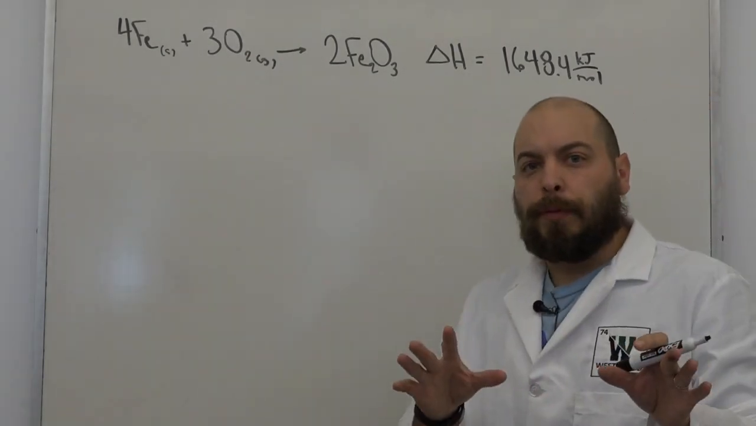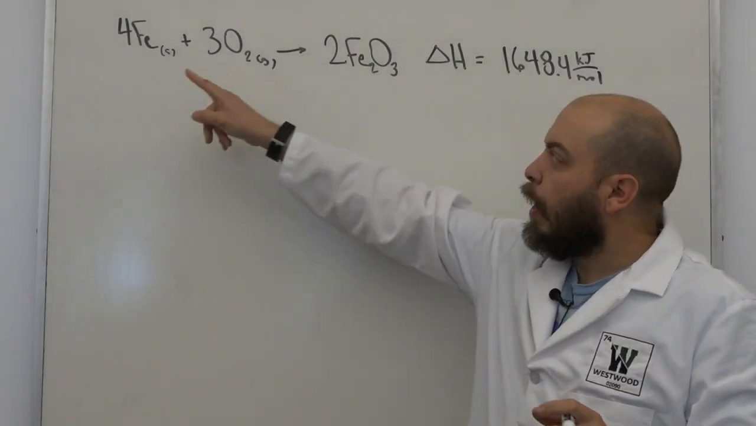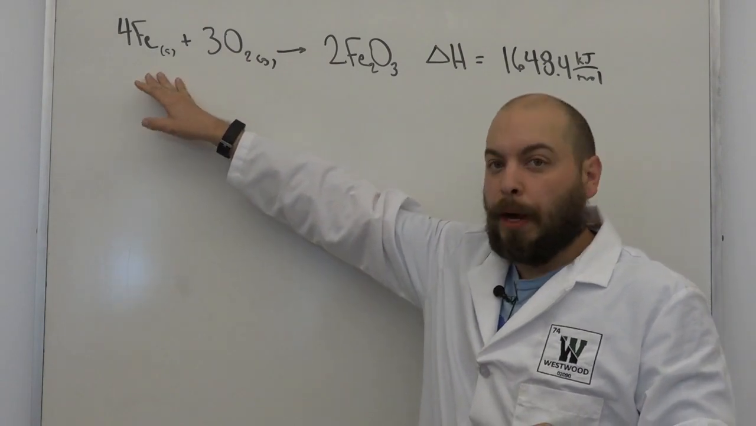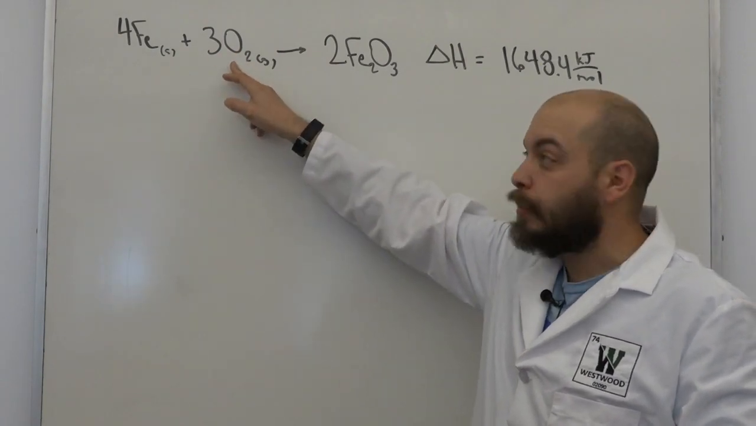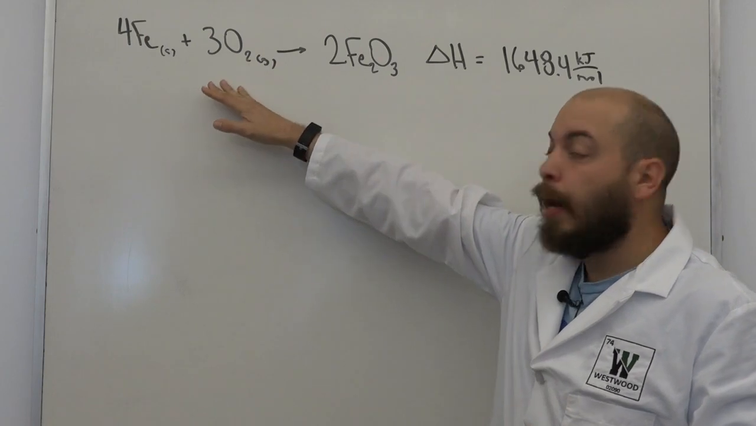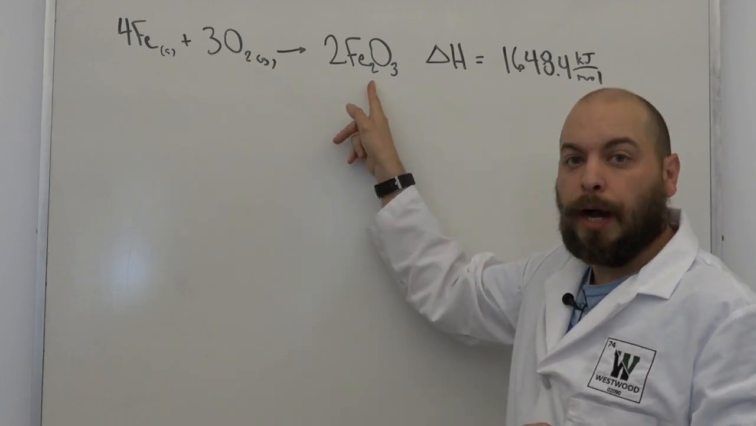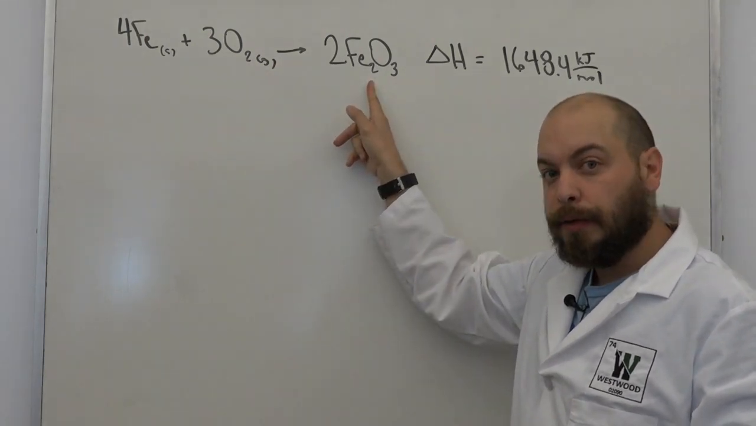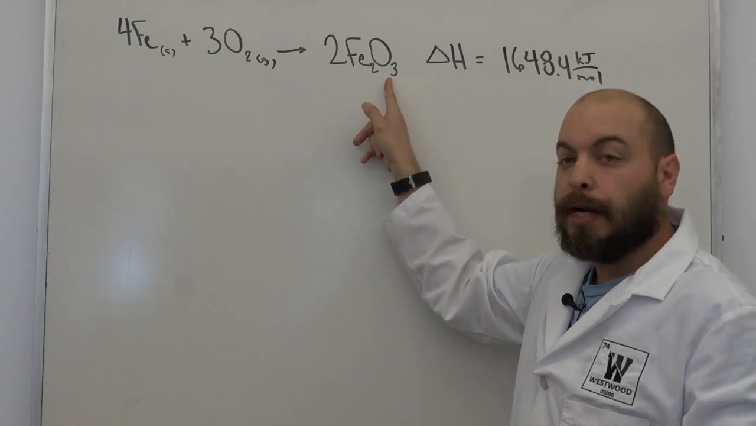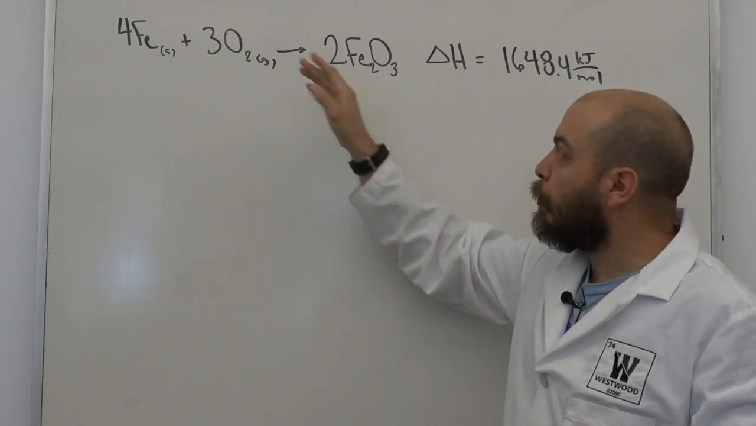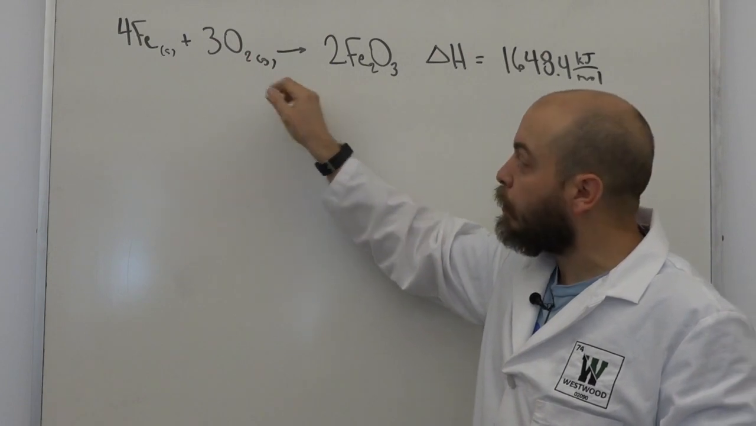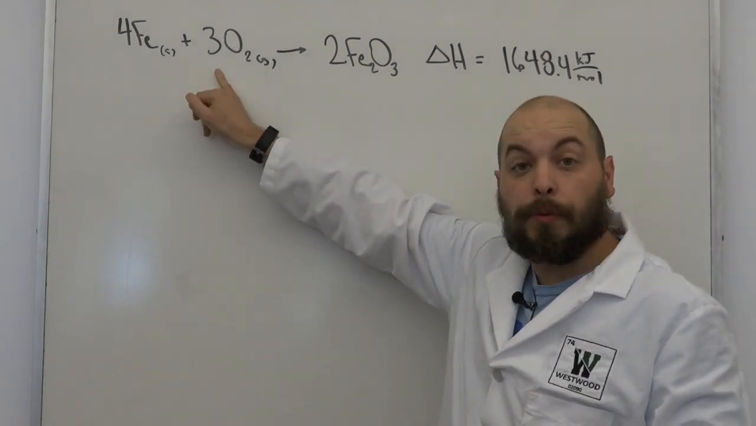So let's do an example. In this case, we're taking iron solid, that's elemental form iron, and oxygen gas, that's elemental form oxygen, and we're combining them in a chemical reaction to produce iron 3 oxide. Now, in this iron oxide, what we are going to be doing is producing 2 moles of iron oxide for every 4 moles of iron and 3 moles of oxygen.